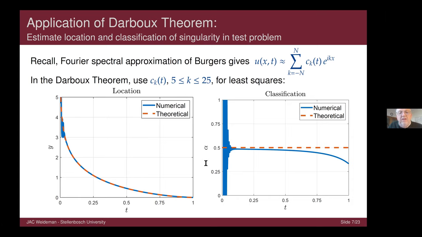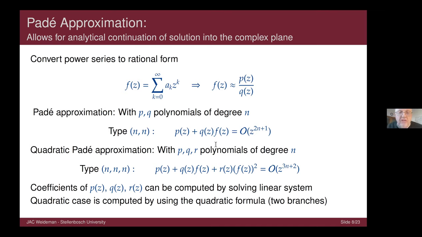The alternate to the Darboux theorem is to use Padé approximation. Now, Padé approximation is just the rational equivalent of the Taylor series. Again, let me explain that to you by using a power series expansion. We want to convert that to a rational function, maybe degree n up top, degree n at the bottom. We call that a type nn approximation. And that is easy enough to do.